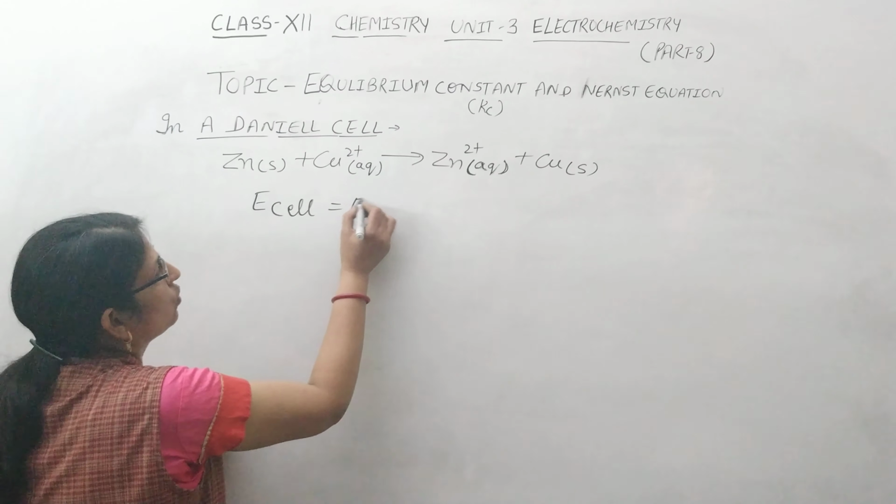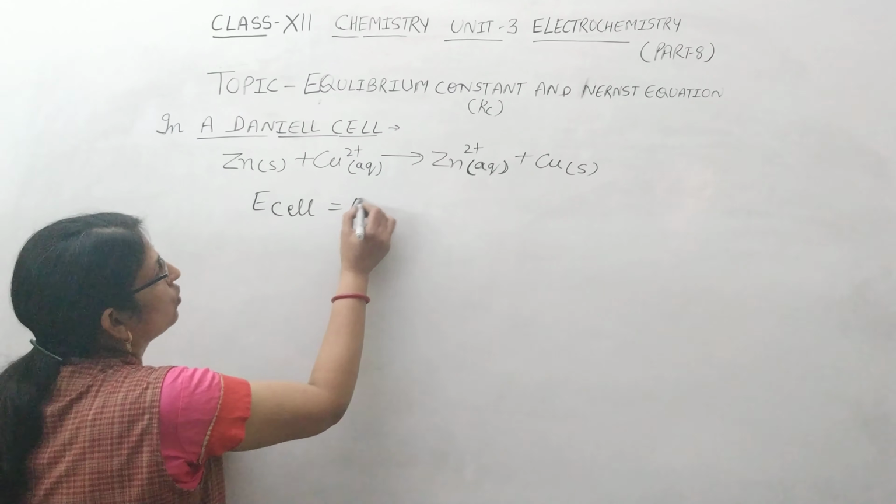So at that time the reading shown by the voltmeter decreases from time to time. The reading shown by the voltmeter decreases, and at one point it reaches 0. At one point E cell becomes 0. That point is known as, or we say, equilibrium is maintained in the cell. When the voltmeter shows its reading as 0, at that time we say equilibrium is maintained in the cell. At that time in the Nernst equation we can write 0 here, because E cell is 0.